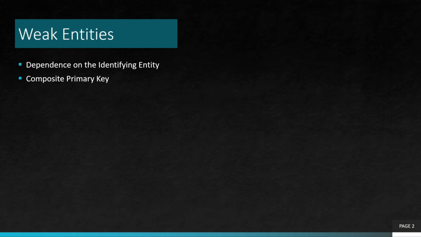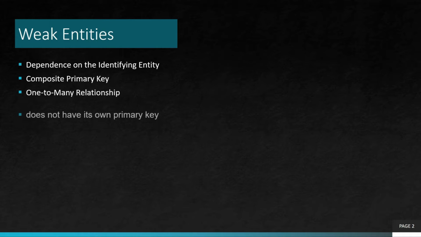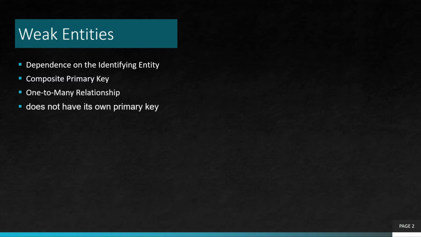So the primary key of a weak entity is typically a composite key, right? It comprises the primary key of the identifying entity. They often have one-to-many relationships with their identifying entity. This relationship signifies that one instance of the identifying entity can have multiple instances of the weak entity associated with it. They are typically denoted with a rectangle with an outer rectangle around it, right?